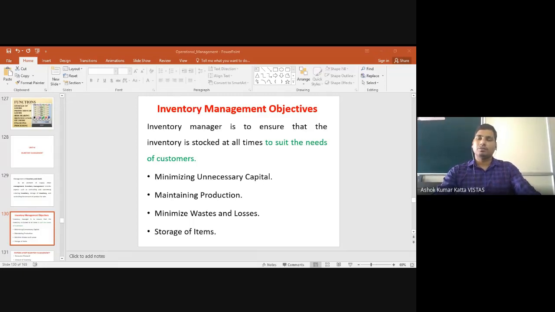Now, we are focusing not on logistics or supply chain or any other department. We are talking about the production department. Under that, we are narrowing down to one important component, or sub-department we can say, that is inventory management. Now, what kind of objectives will inventory management have, which will be maintained by the inventory manager.